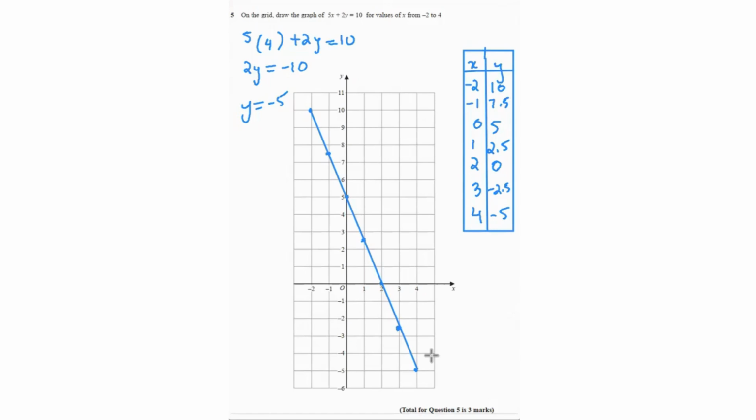So very simple and basic. For your ease, just create the table, plug in the value in the equation each time to get the other value, and then plot those points, connect them with a straight line, and you're done with the question.